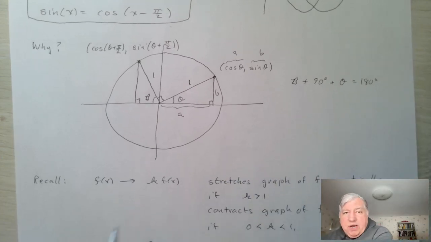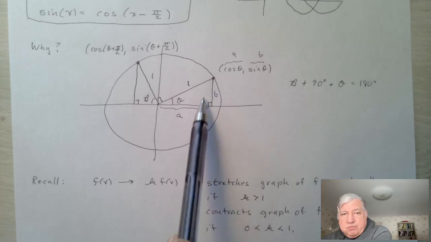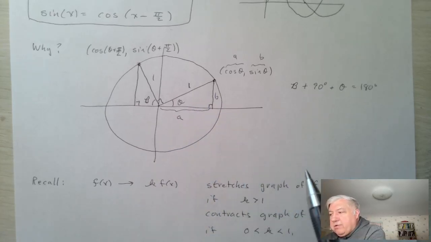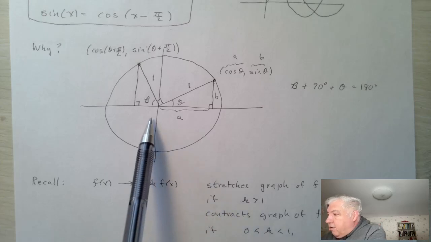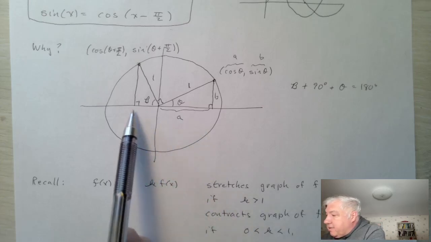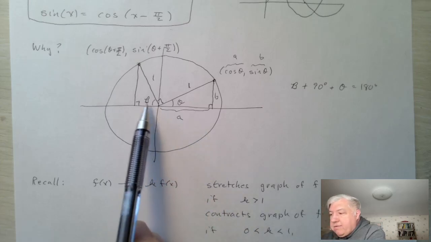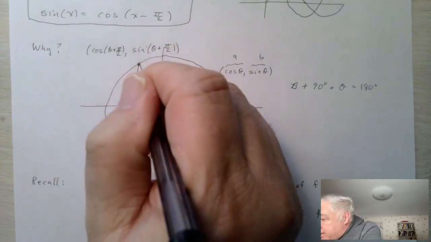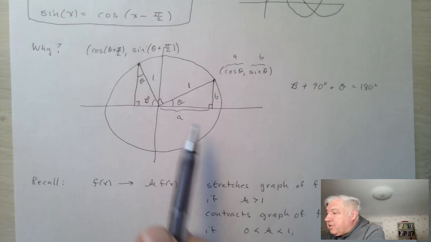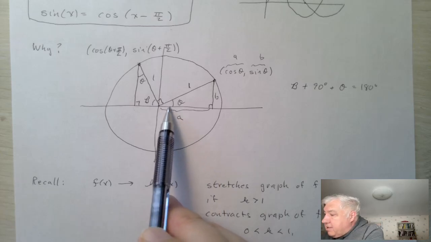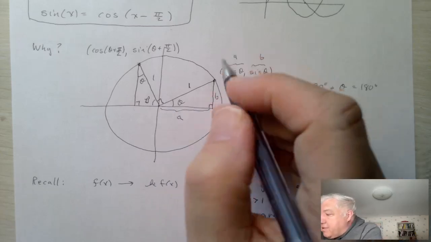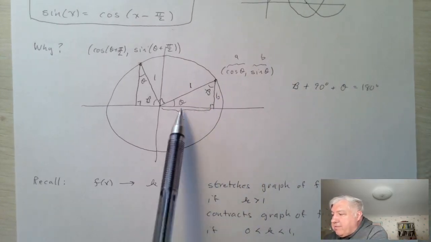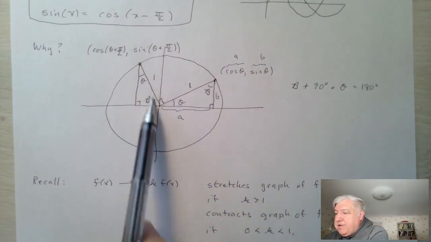And what do we know about the sum of the angles of a triangle? We know from basic geometry that they also have to add to 180. So we have alpha, we have beta here, we have 90 degrees here. Well, this had better be theta. And similarly we see that this is theta, this is 90 degrees, so this had better be beta. And so what we have here is that these three angles are the same as these three angles.